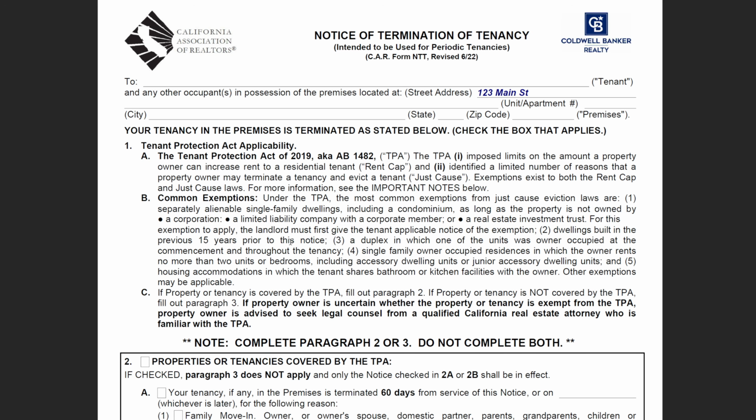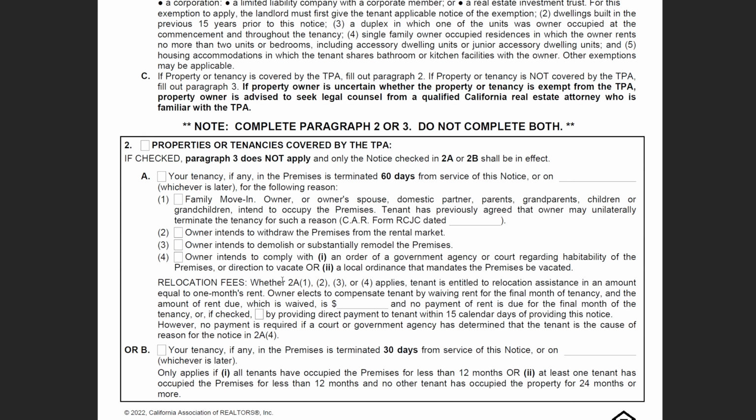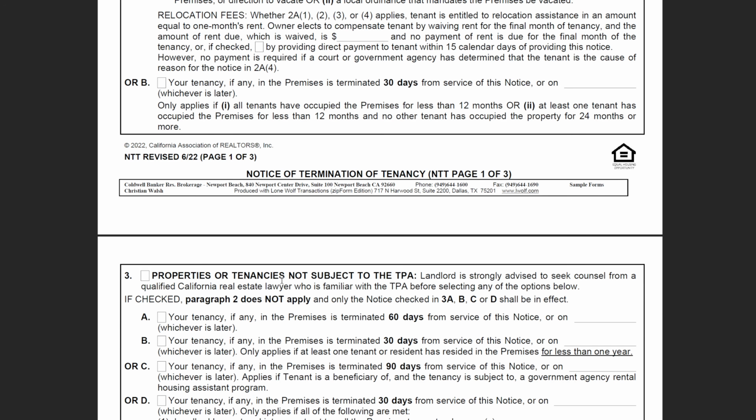Are you a landlord who's looking to terminate a tenancy, or are you a tenant who's received a notice from your landlord? We are about to run through the updated 60-day notice to terminate tenancy for the state of California. We're going to explain whether you need a 30-day notice, a 60-day notice, or 90-day notice.